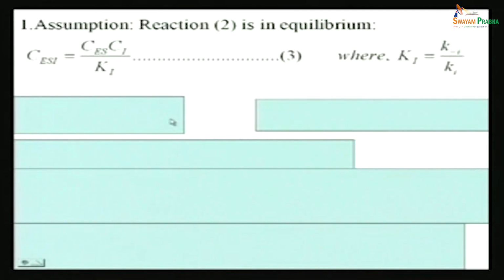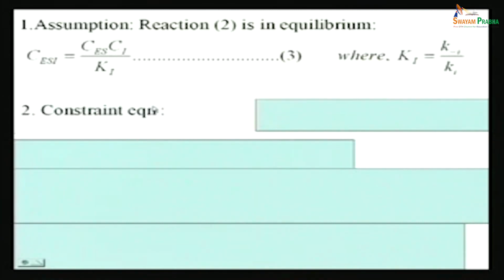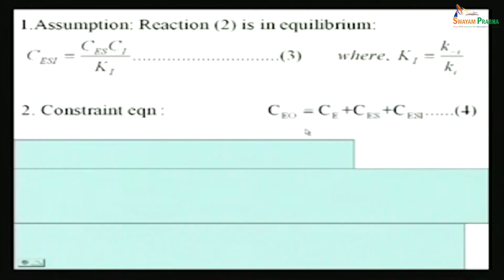Okay. Next, what will you do? Which assumption next? Yeah, the quasi steady state you can use. That will help you get the relationship between C_E, C_S and C_ES, the same thing that we had before, slightly different maybe. What we'll do next is a constraint equation. We'll come to the quasi steady state a little later. So what is the constraint equation going to be? Similar as before, slightly different: C_E0 equals C_E plus C_ES plus C_ESI, right? As simple as that.